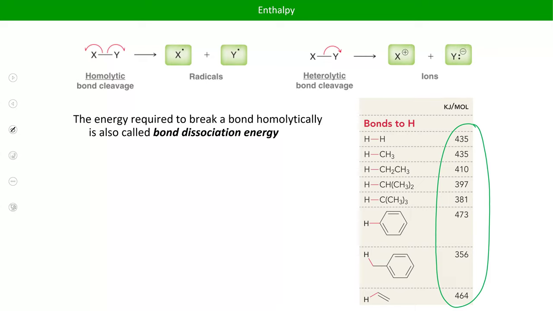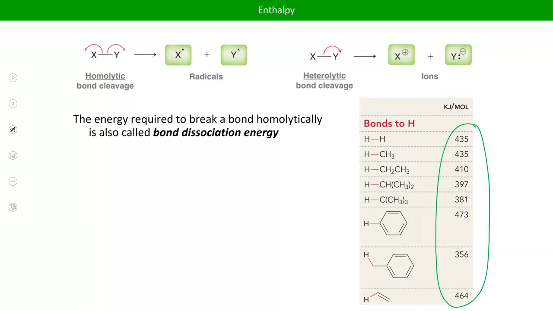Until you start getting into things like a peroxide bond, which is in the 200 kilojoules per mole range, and a chlorine-chlorine bond or a bromine-bromine bond. Those are more in the range where you can start seeing these homolytic bond cleavages due to visible light.